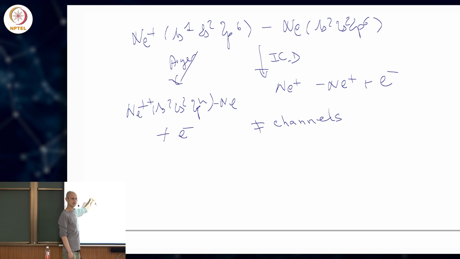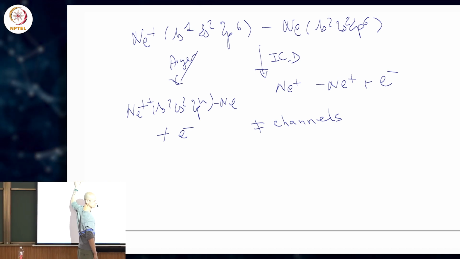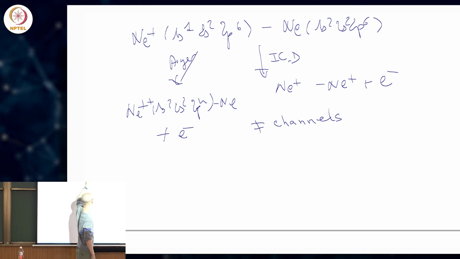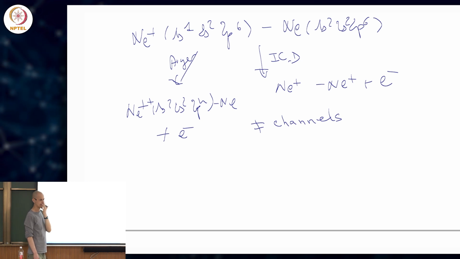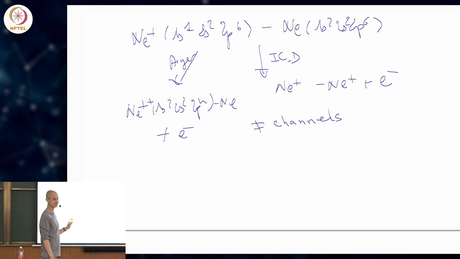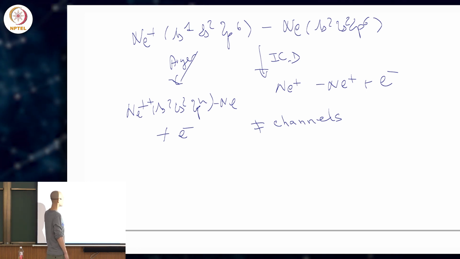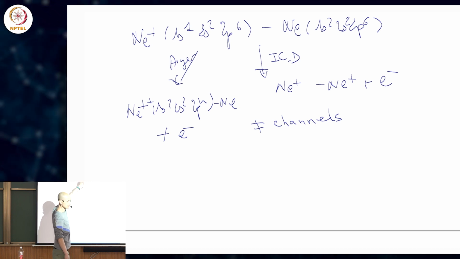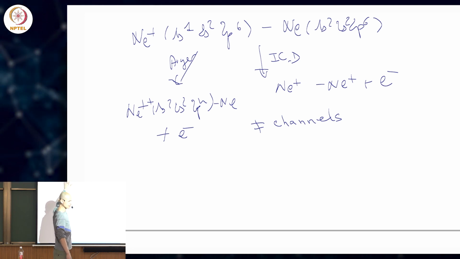And the width of the resonance is the sum of the widths of those two channels. Or you can say that the inverse of the lifetime is the sum of the inverses of the lifetimes of this one and this one. So if you sum the two widths, you get the total width. And if you invert the total width, you get the lifetime. So if neon+ with the hole in 1s has a neighbor, the lifetime would be shorter, because you can have Auger and ICD.